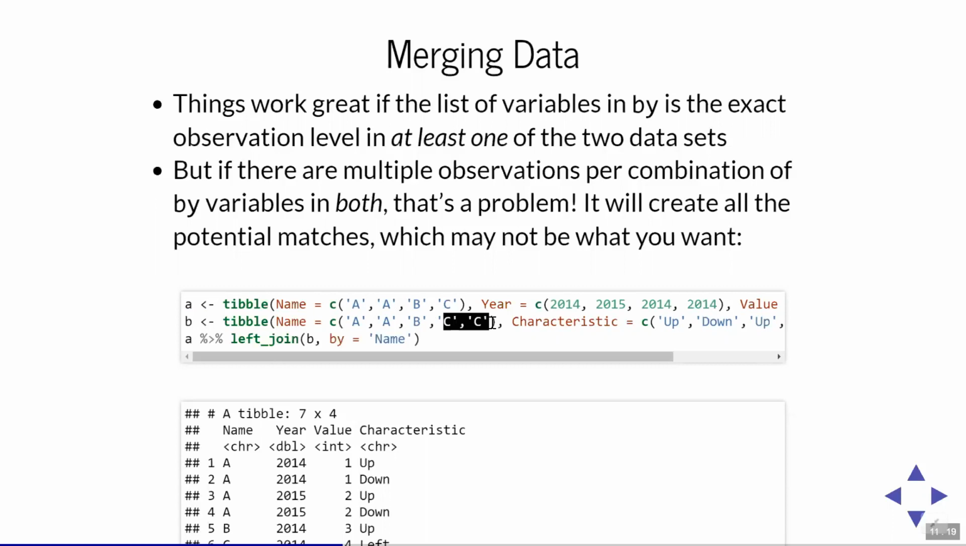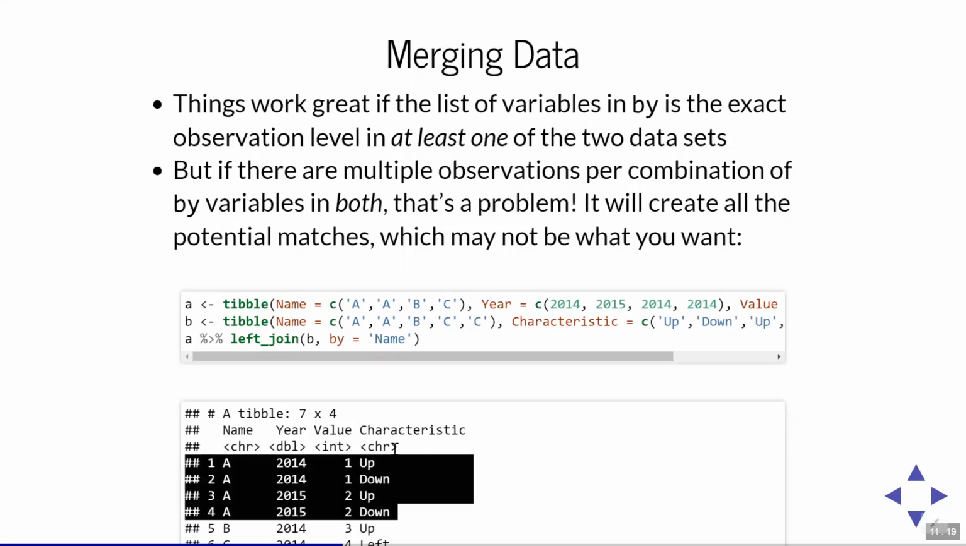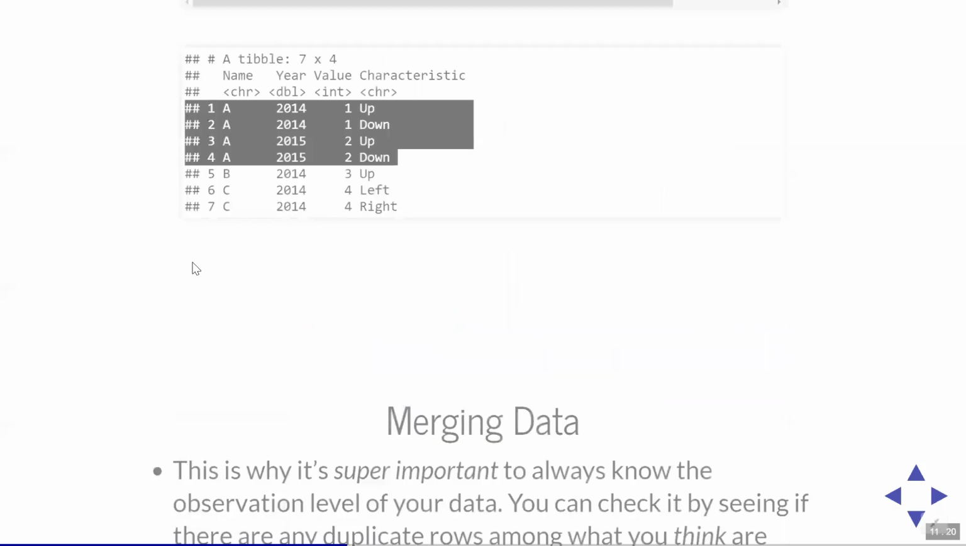When this happens, it will still let you do the merge, but it will do something weird where it creates all the different combinations of the different key matches that you could have. So we have A over here on both 2014 and 2015. So we're going to get 4 different rows for A. We're going to have A 2014, A up, A 2014, A down, and A 2015, A up, and A 2015, A down, right? All the different combinations you could have in here, which usually is not what you want, okay? So that's why it's important to be sure of what your key variables actually are before you do a merge.